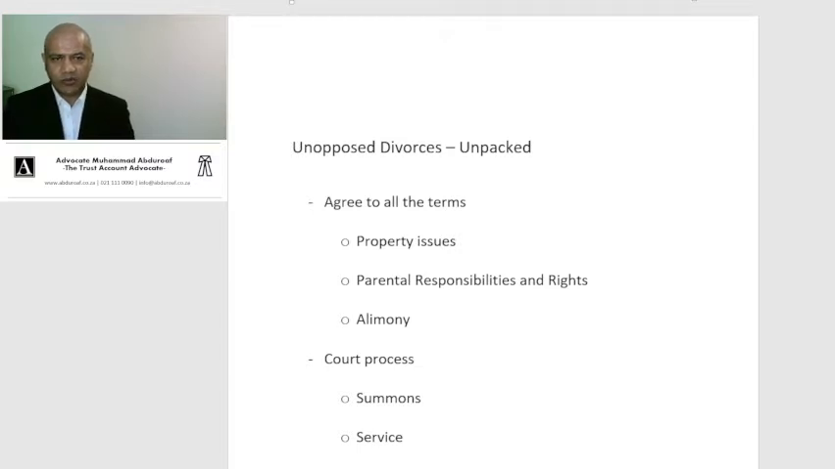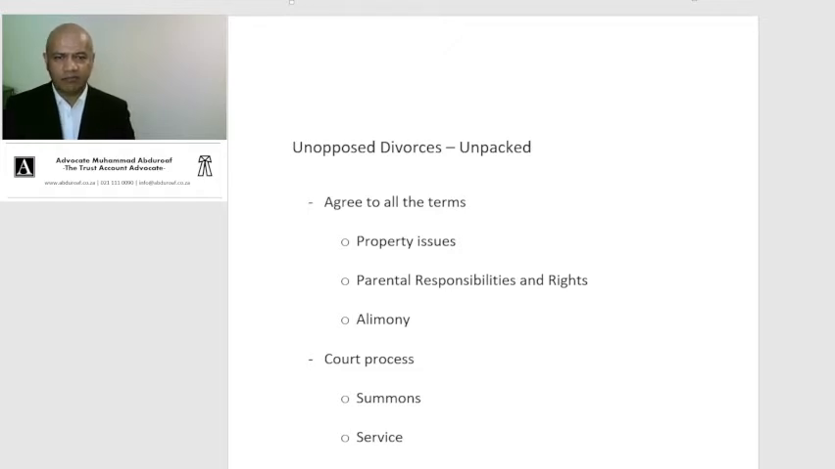Many people do not understand the concept of an unopposed divorce. Some people are of the view, at least in South Africa, that you just sign a document and file it at court and then you are divorced. Unfortunately, the South African legal system does not work that way. There is a process for every divorce to take place, a legal process.